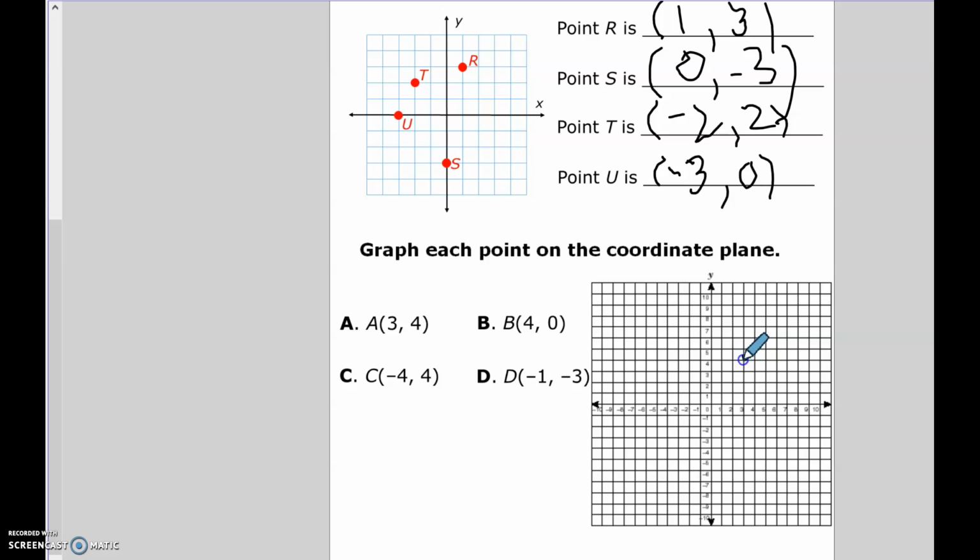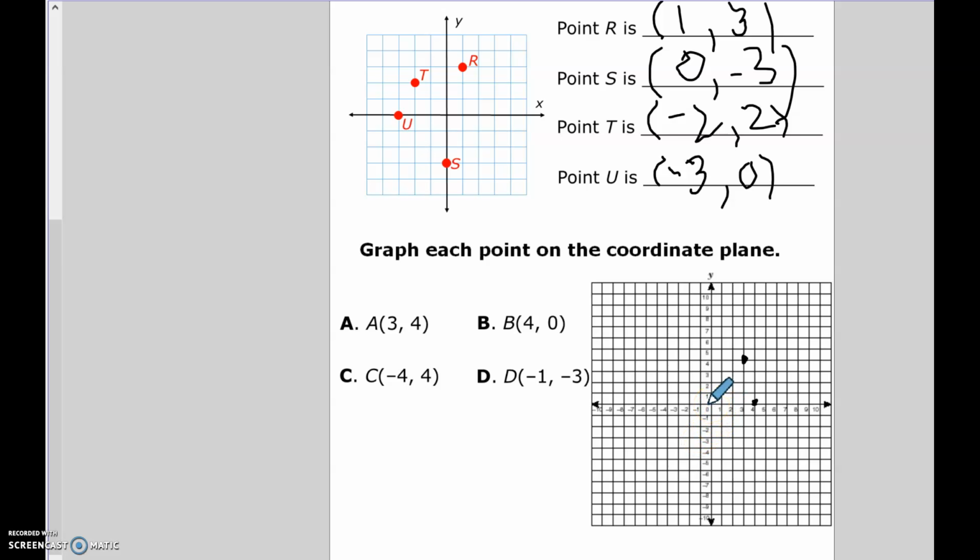That's my point plotted. Okay, next I'm going to slide to positive 4 and jump or drop 0. So slide to positive 4 and don't jump or drop. Just put the dot right on the axis. Okay, letter C and D, you guys try those too. Pause the video. I'm going to do the answer now.